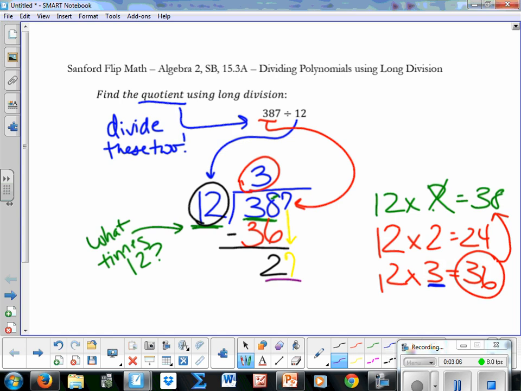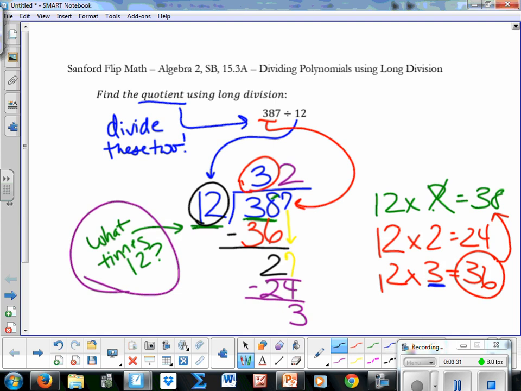So now we're thinking again, what times 12? In this case, though, we're talking about our 27. What times 12 gets us as close as possible to 27 without going over? And here, we know that that is 2. 12 times 2 gives us 24. Now we subtract, just like we did before, and we get 3.